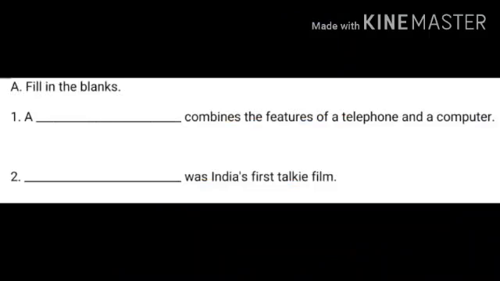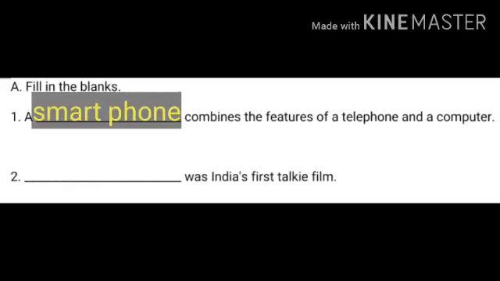Let's discuss the book exercise. Children, take your book, page number 122. A. Fill in the blanks. Question number 1. A dash combines the features of a telephone and a computer. The answer is smartphone.